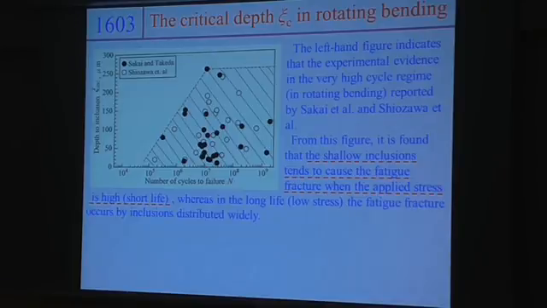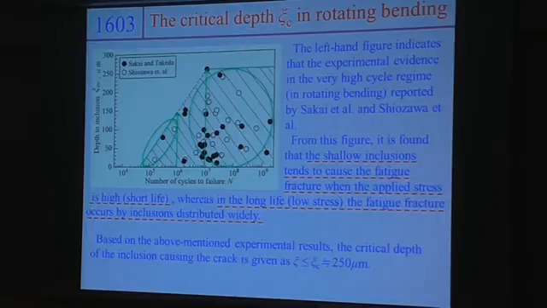It means that this area. Whereas in the long life, low stress, the fatigue fracture occurs by inclusions distributed widely. It means that this area. Based on the above-mentioned experimental result, the critical depth of the inclusion causing the crack is given as xi less than or equal to xi c, nearly equal to 250 micrometer.